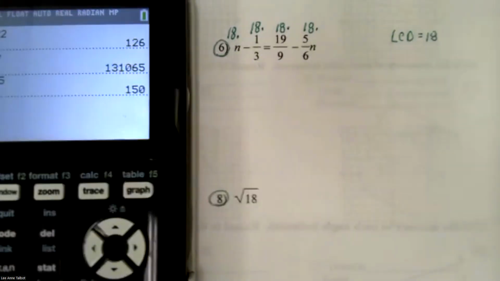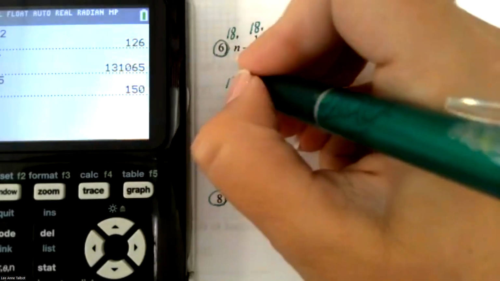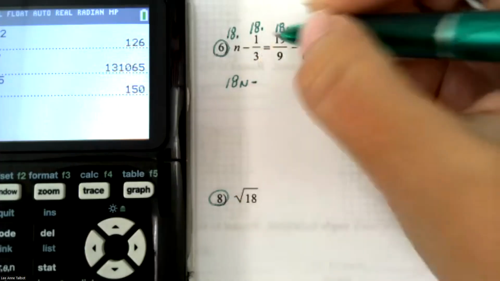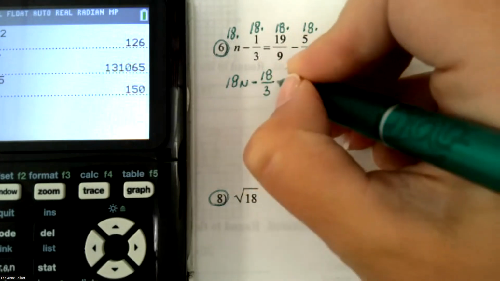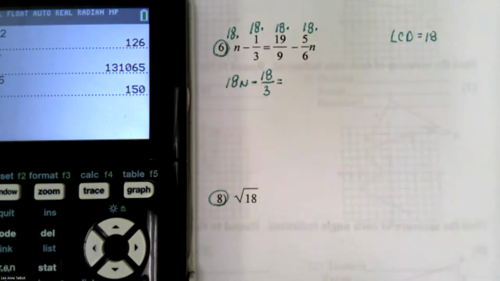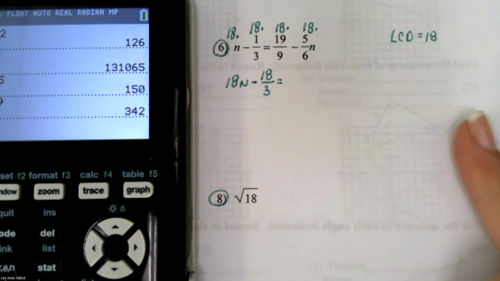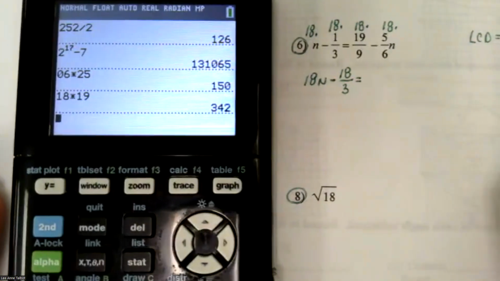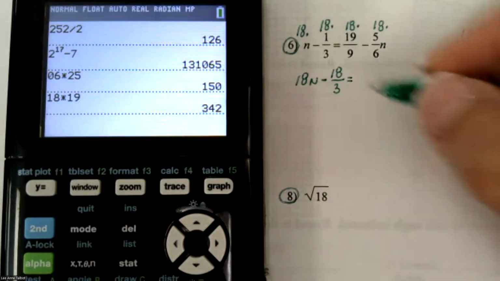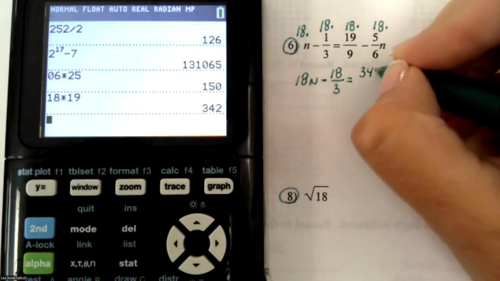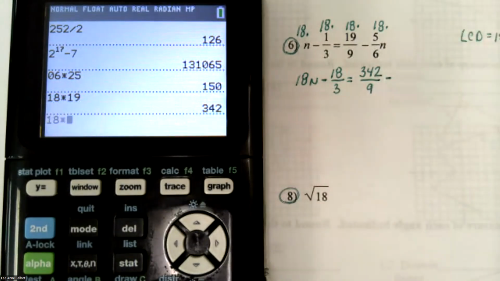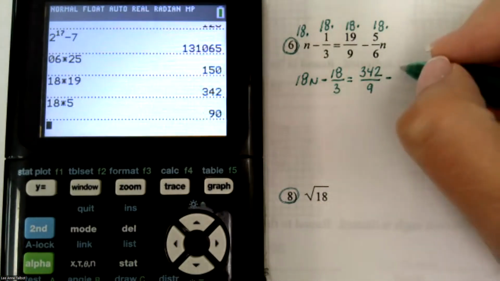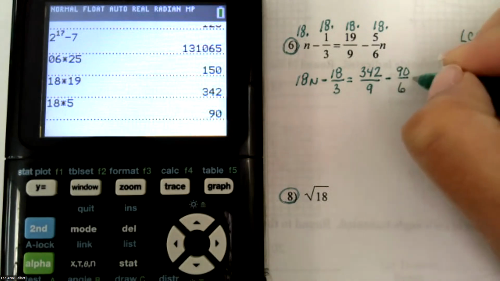All right, so I have 18 times n, 18n minus 18 times 1 is 18 over 3 equals 18 times 19, 342. I feel like I should know that somehow. Minus 18 times 5, 90 over 6.